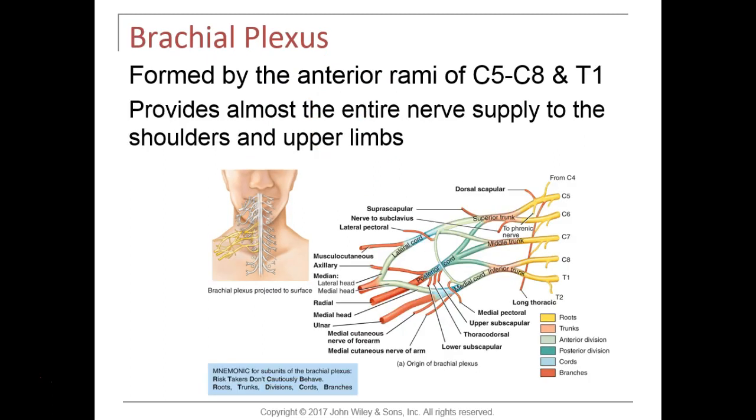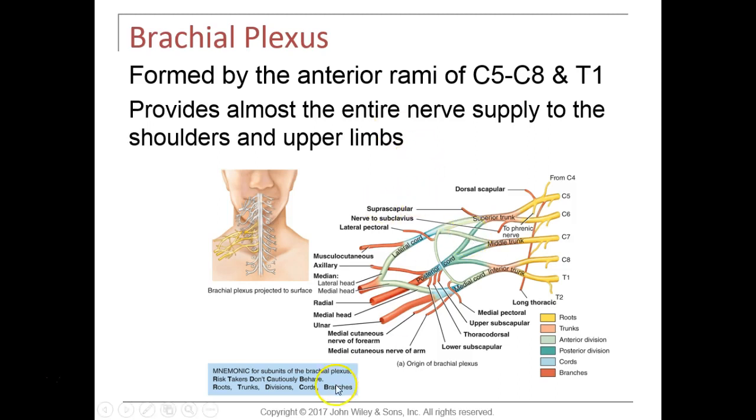The brachial plexus is formed from the spinal nerves C5 through C8, so the rest of the cervical nerves, and then the first thoracic nerve. So from T2 down to T12 is where we don't have a plexus. So the brachial plexus provides most of the inputs for all of the muscles and structures in your shoulders and your arms, your upper limbs.